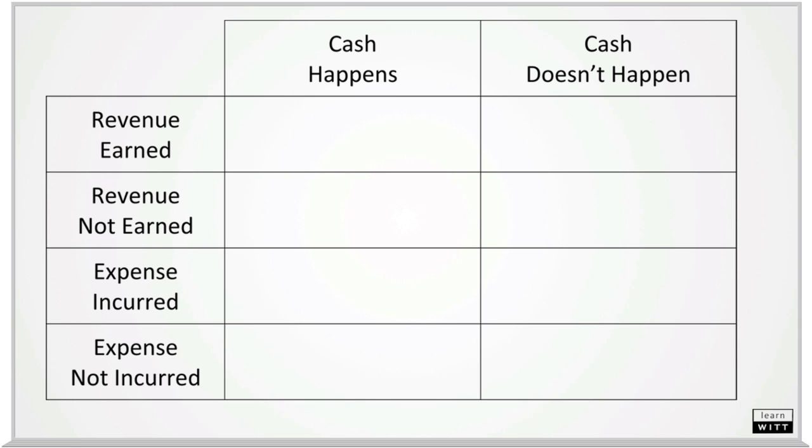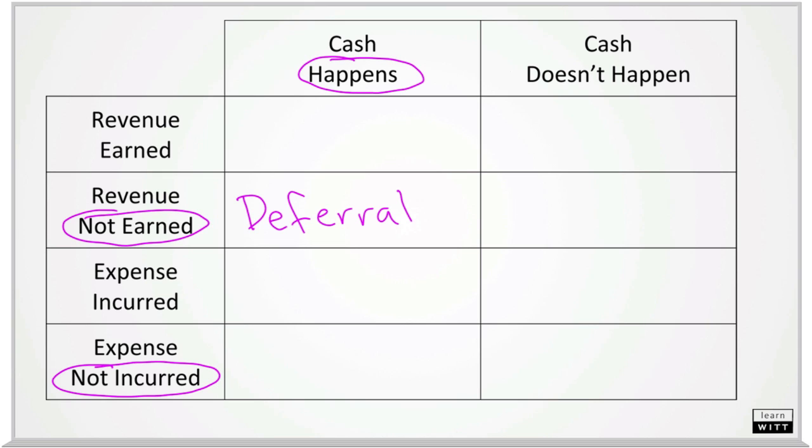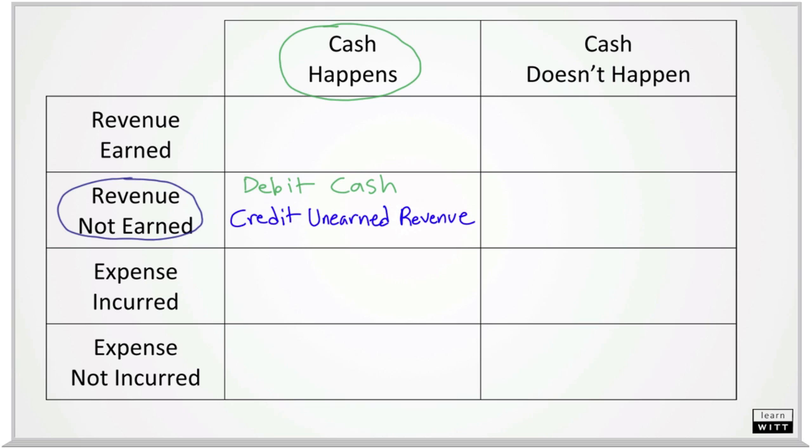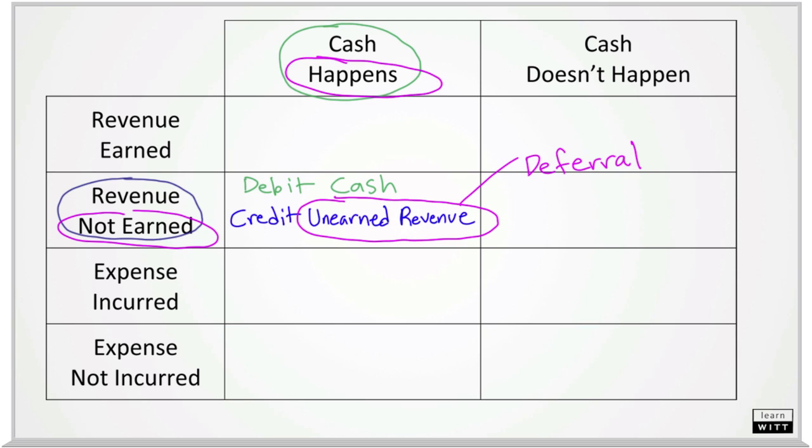A deferral account is an account created to show that cash has happened, but the corresponding revenue or expense has not yet been earned or incurred. A deferral account is used whenever one of these situations occurs. Deferral accounts are either asset or liability accounts. So in our previous transaction, unearned revenue is a deferral account that is used. This is because cash was involved in the transaction, but revenue has not yet been earned. The unearned revenue deferral account is a liability account in this transaction.